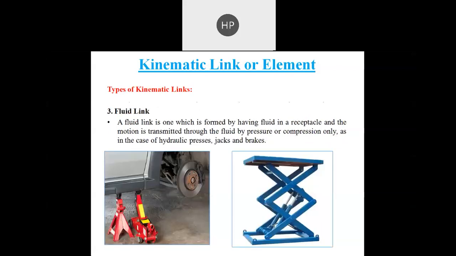Okay, and third one is a fluid link. In that one, the fluid is in a receptacle and it will transmit the power by pressure or compression. And the examples are hydraulic jack, okay, hydraulic brakes. Okay, so these are some of the examples of a fluid link.